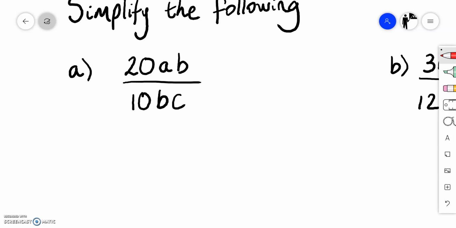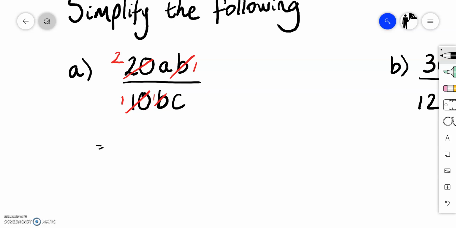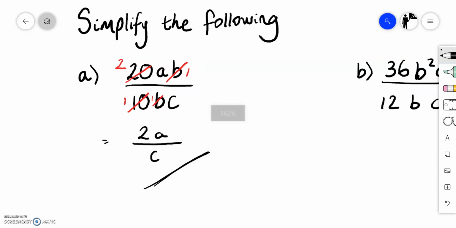So if I have a look at my numbers, 20 and 10, 10 goes into this once and into 20 twice. Do I have any letters in common? Yeah, there's b in both the numerator and denominator. So I can simplify b. b would simplify to 1. I can then just read off what I've got left. So I've got 2 times a times 1. That's 2a. On the denominator, I've got 1 times 1 times c. That's 1c. It's 2a over c.